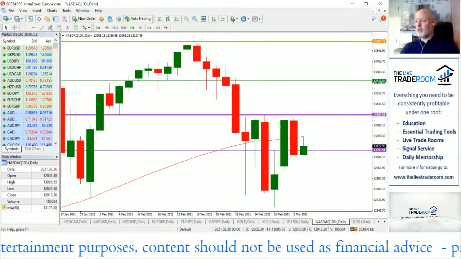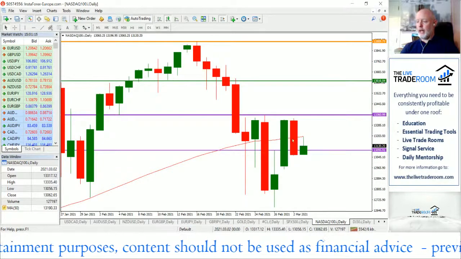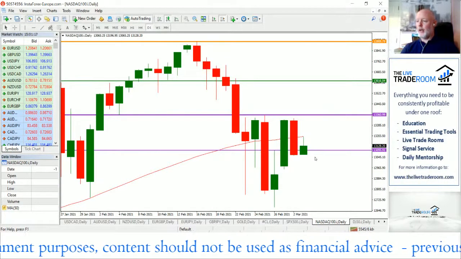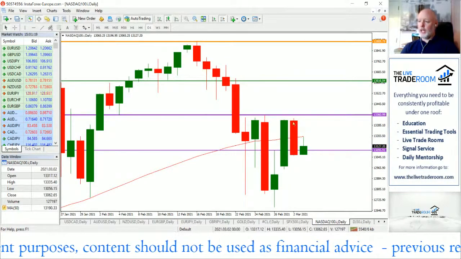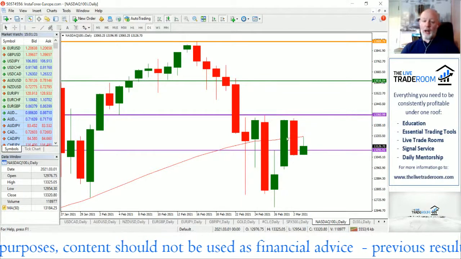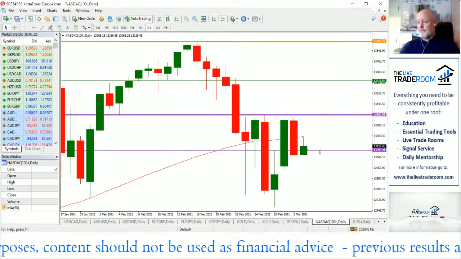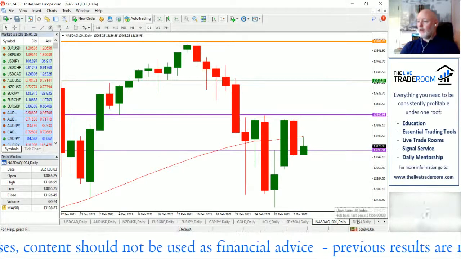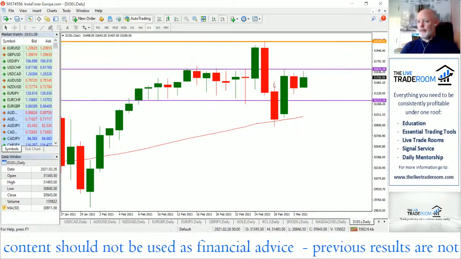Nasdaq is just rolling off the highs. We're trading inside the previous day's high and low, which is trading inside the 3-day high and low. So clarity is not great today.